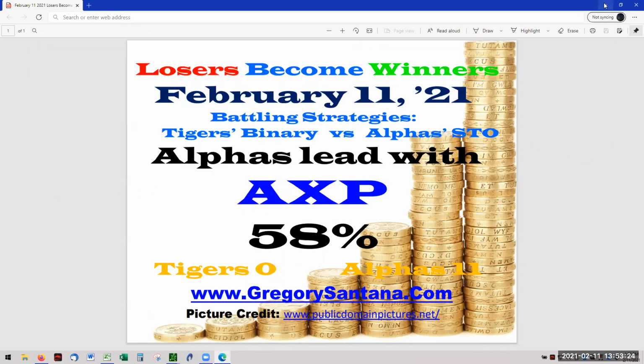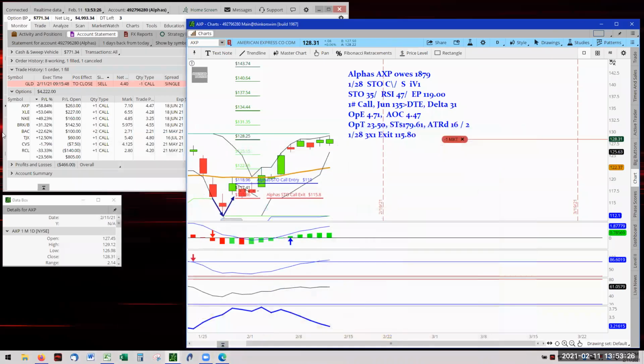Alphas have American Express now in the lead at 58%. There it is, 58%. So the leader yesterday was XLE, and it fell behind. It's running in second place. So we talked about this yesterday, where American Express was 2 pennies off its high to qualify for a dipper low exit. Now it did.